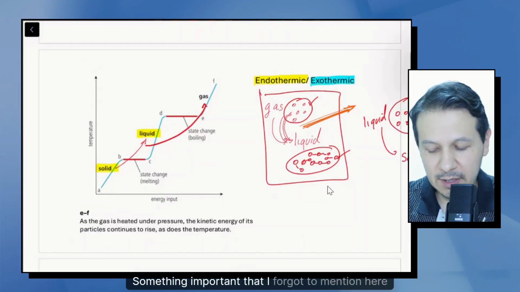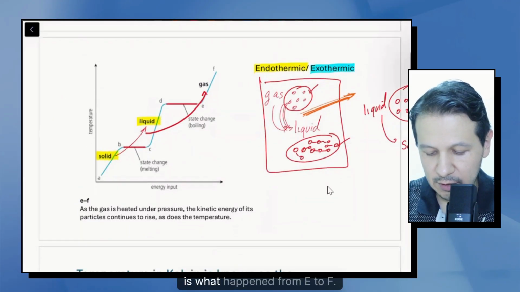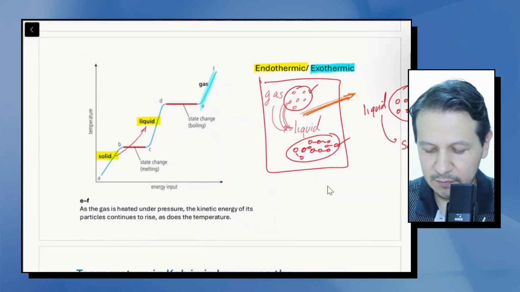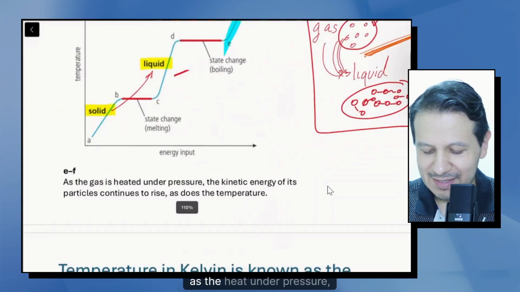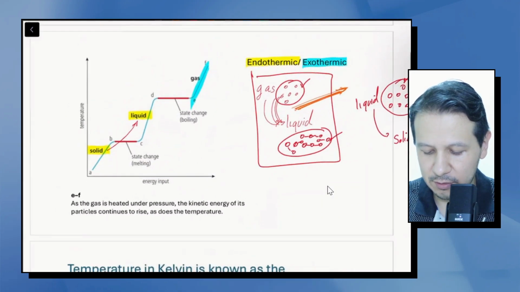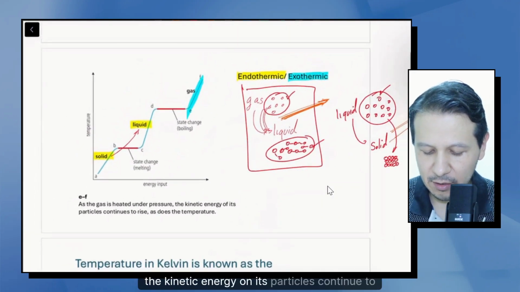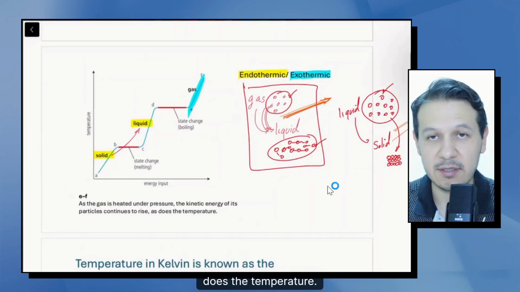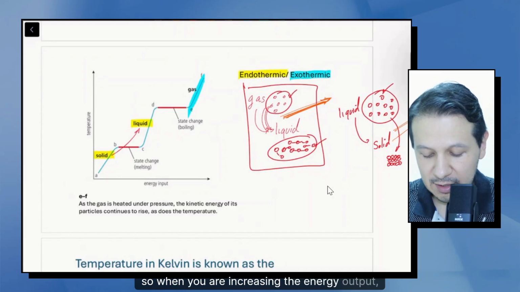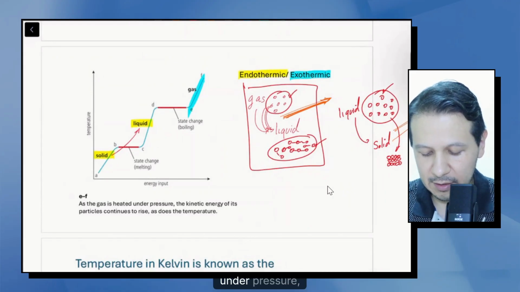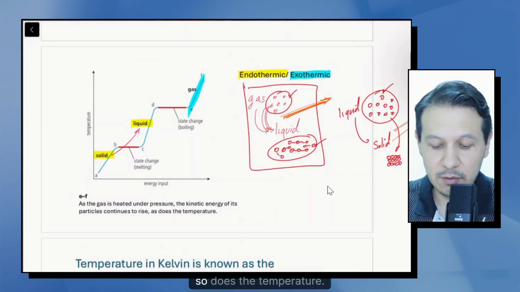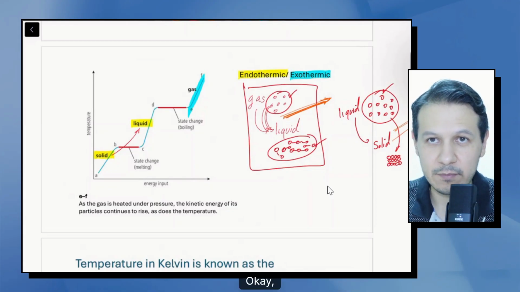Something important that I forgot to mention is what happens from E to F, so let me clarify this part. As the gas is heated under pressure, the kinetic energy of its particles continues to rise, as does the temperature. So when you are increasing the energy input under pressure, the kinetic energy, the movement of the gas particles, is increasing. That's the temperature.